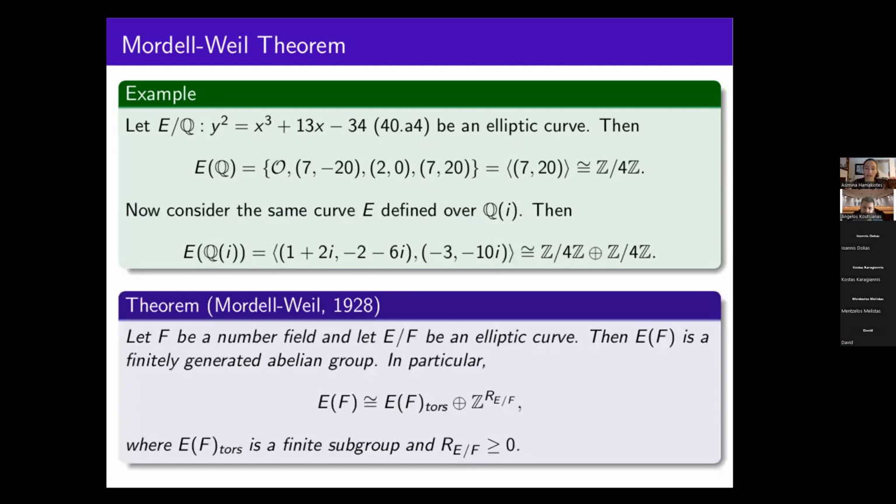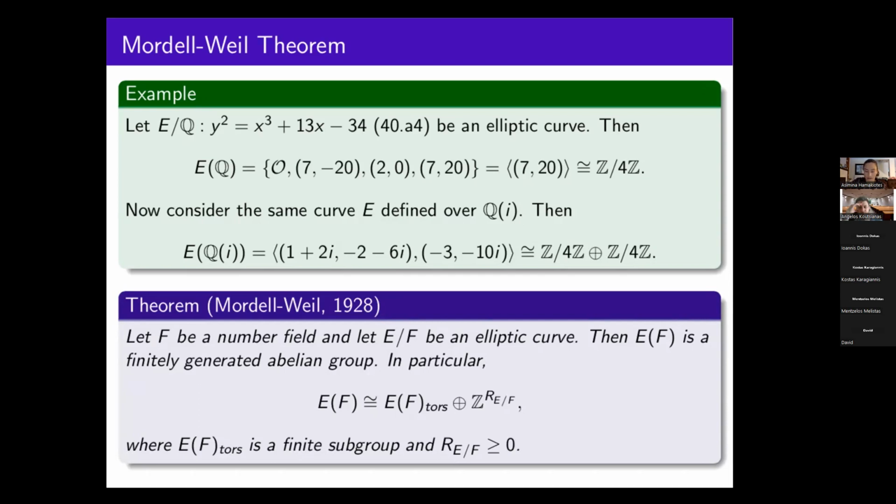In 1928, Mordell-Weil stated the following theorem. They stated it for all abelian varieties, but for the purpose of this talk, I'll only be talking about elliptic curves, so I only stated it for elliptic curves. If we take a number field F and E over F an elliptic curve, then the Mordell-Weil group of E over F is a finitely generated abelian group. And in particular, it's isomorphic to some torsion part and some free part.